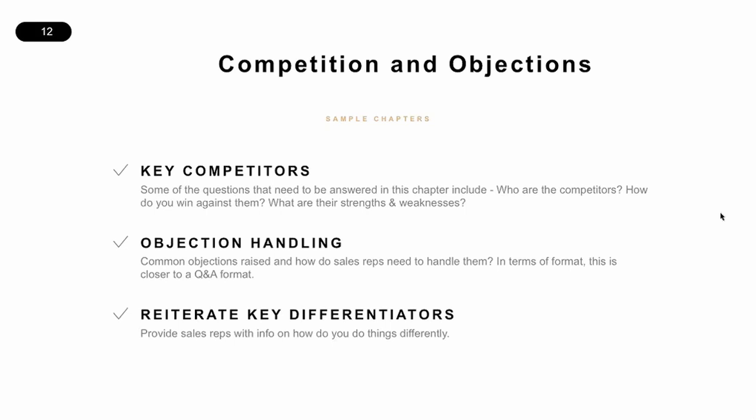objection handling. Being able to reiterate key differentiators, again, a quick 3 bullet point summary against every one of your competitors as to how you win, or what is your differentiator, is quite critical as well from a playbook perspective.